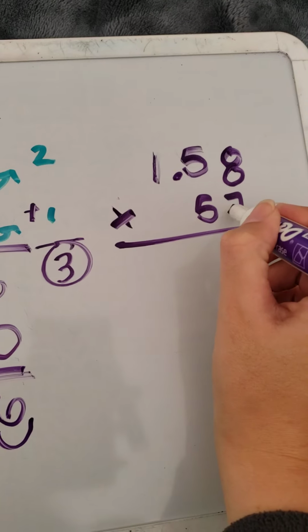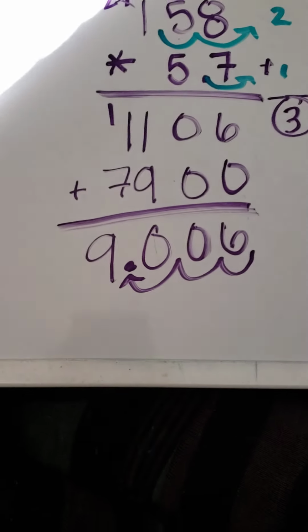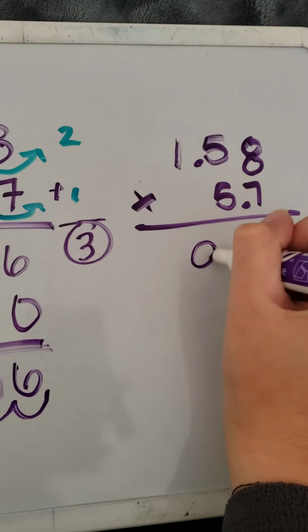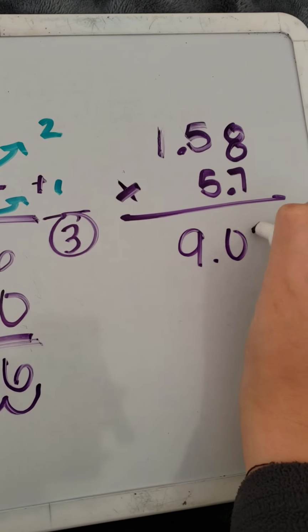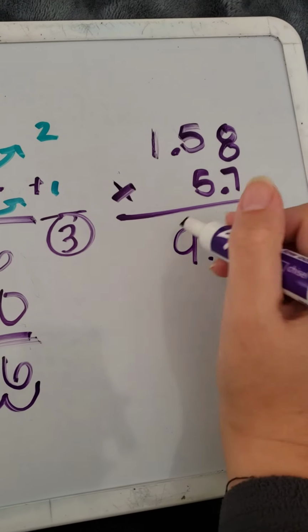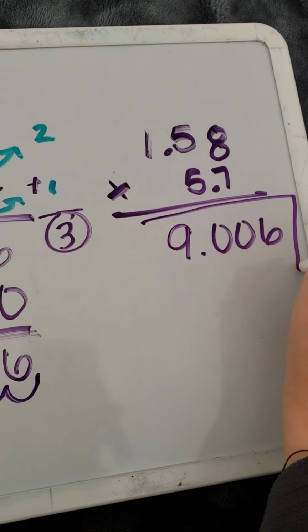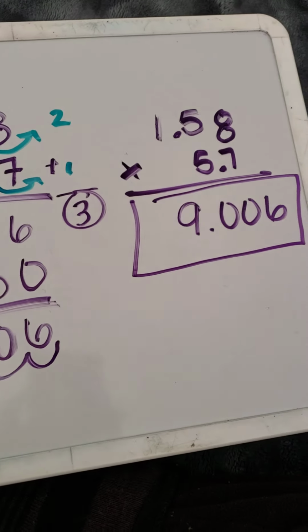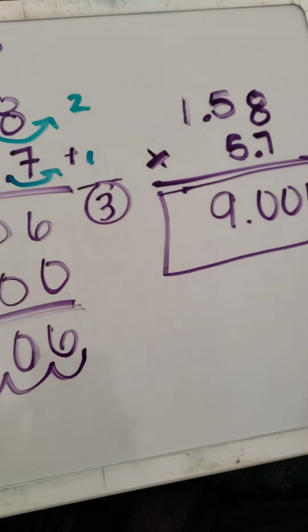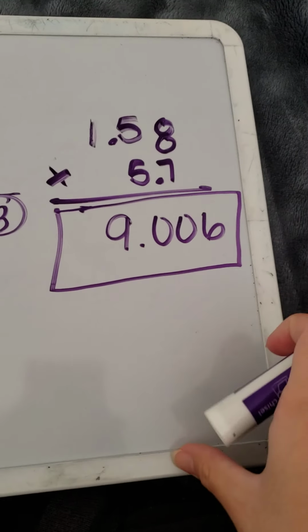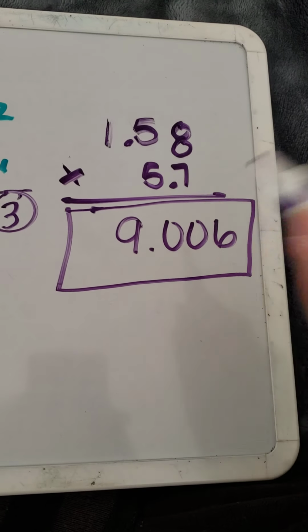1.58 times 5.7 is equal to 9.006. And of course, we're going to box in our answer because that lets us know where to look for our answer. So when the band teacher grades our state test, they will know to look right there.